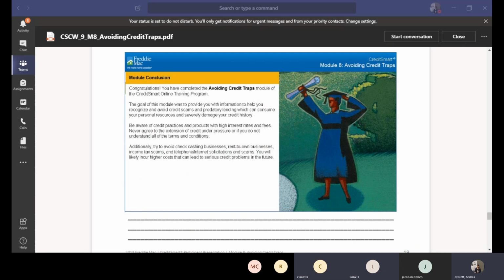You guys want to be aware of these types of credit practices and products with high interest rates and fees, and never agree to the extension of credit under pressure, or if you do not understand all the terms and conditions, okay? Additionally, you want to try to avoid those check cashing businesses that we talked about, those rent-to-own businesses, the income tax scams, and any telephone or internet marketing solicitations and scams. And you want to protect your friends and your family as well, okay?